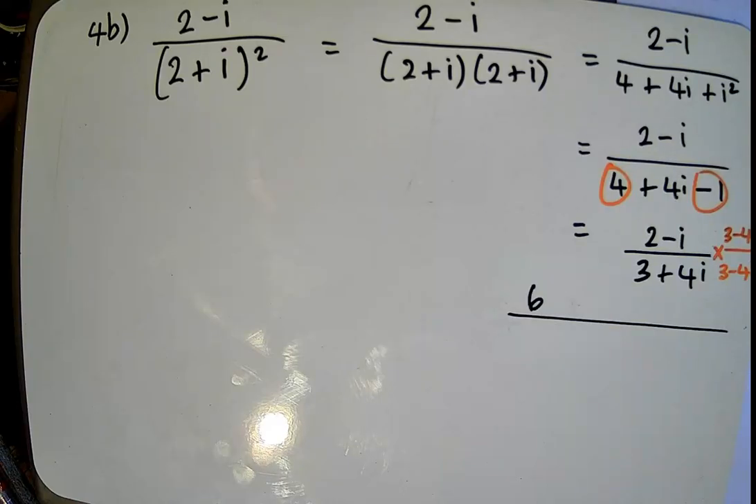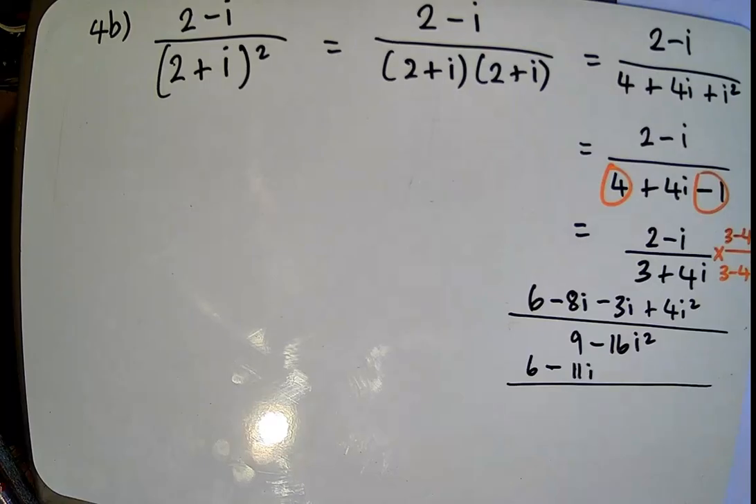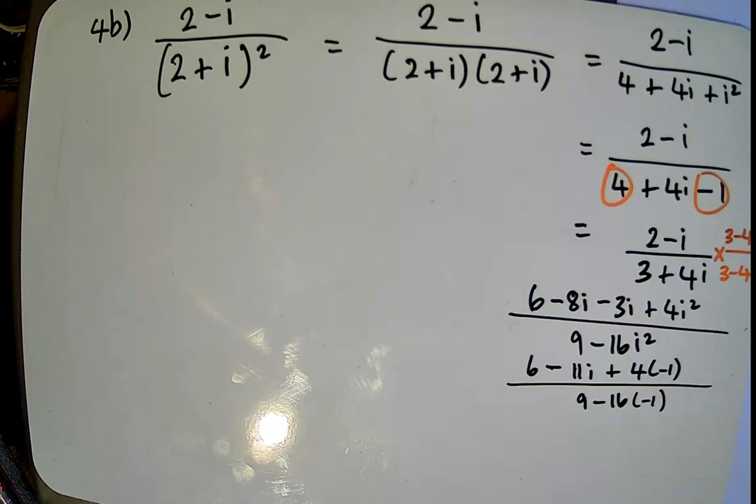2 times 3 is 6. 2 times minus 4i is minus 8i. 3 times minus i is minus 3i. Minus i times minus 4i will give us a positive 4i squared. In the denominator, it'll be difference of squares, so square the first term, which is 9, square the last term, minus 16i squared. Where we see i squared, we'll substitute minus 1. So minus 8 minus 3 is minus 11i. Where we see i squared, it's minus 1.